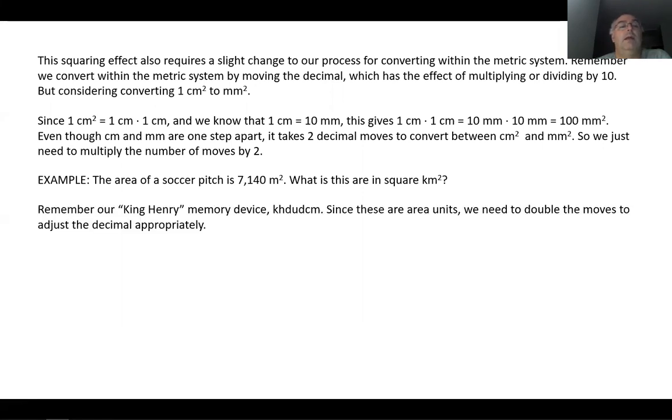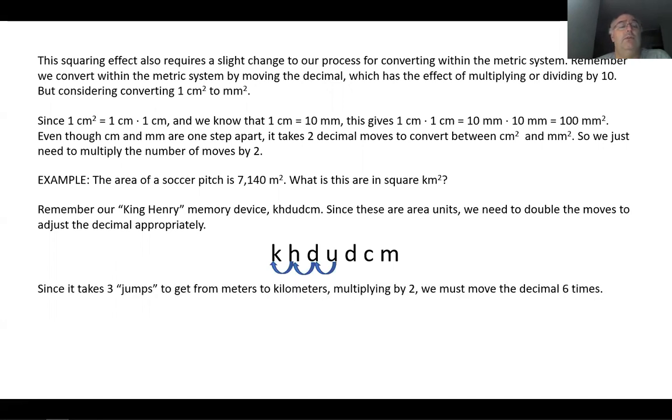Well, remember again, King Henry doesn't usually drink chocolate milk. And since, again, we're dealing with area units, we just need to double. So here's our little memory device. We're going to do 3 jumps. And since it takes 3 jumps to get from meters to kilometers, we multiply that by 2 and we move the decimal 6 times.